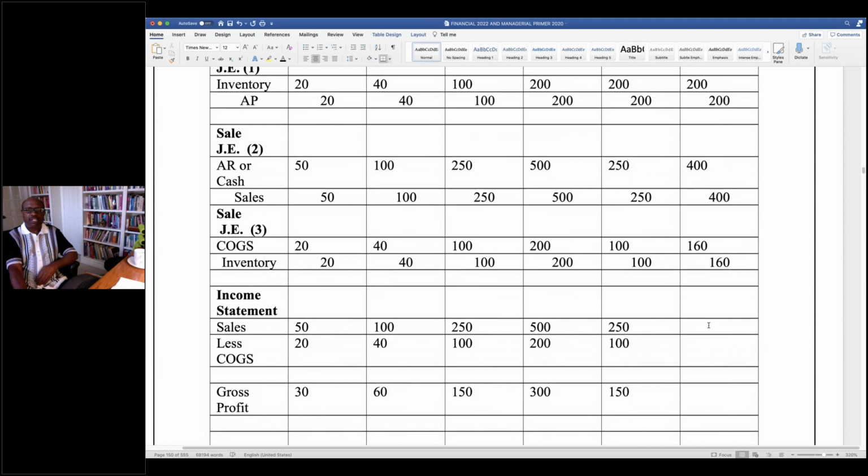What do we have left in inventory? Well, let's do our income statement first. So we have 400 here. COGS is 160. So what's our gross profit? 240.